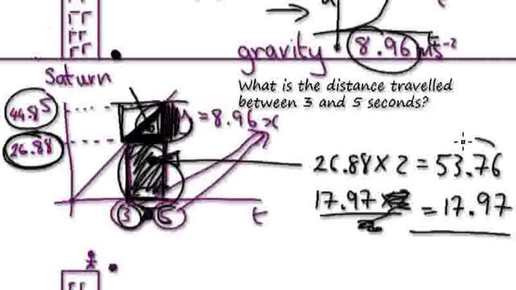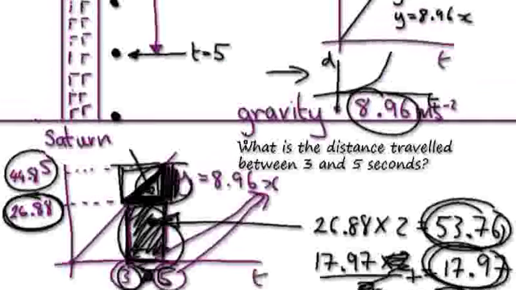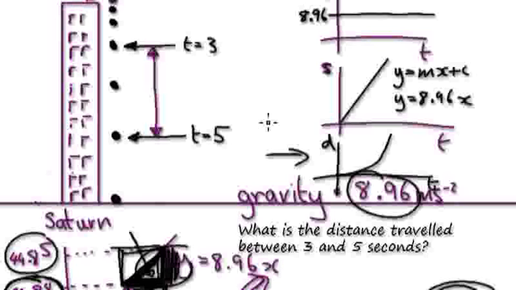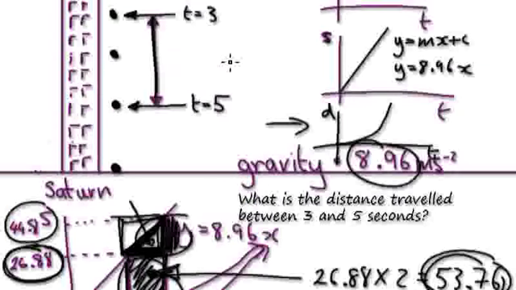Now it's just a matter of getting this, add this. So this here will be 3 carry the 1, so that will be 7 carry the 1 again. This will be 1 carry the 1, 6, 7. So it will be this. If you get this, add this, it will give you this here. So the distance traveled, this distance here, is our answer: 71.73, and it will be meters.